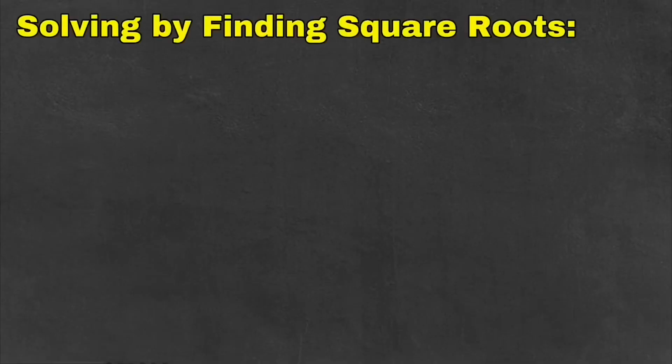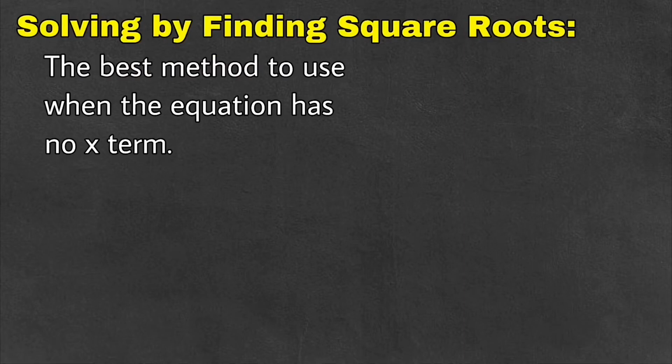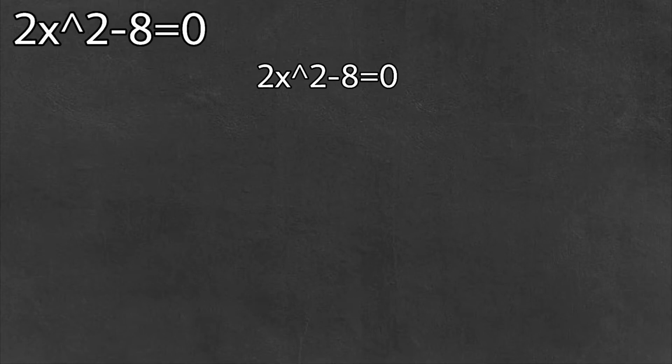Our next method of solving quadratic equations is by finding square roots. Solving by finding square roots is the best method to use when the equation has no x term. For our example, we're going to solve 2x squared minus 8 equals 0. Normally, we use factoring when we have more than one variable term. However, in this case, we don't have to use factoring because we only have one variable. When we only have one variable, we can just use inverse operations.